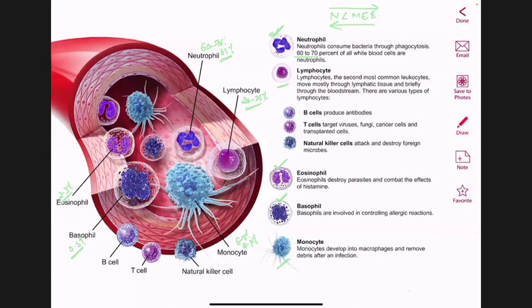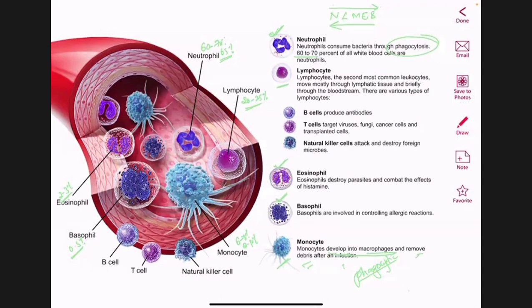Now tell me, out of all these different types of WBCs, which WBC show phagocytosis? Neutrophils and monocytes. Neutrophils show phagocytosis. Monocytes develop into macrophages, which remove debris after infection. These are also phagocytic. Got it?